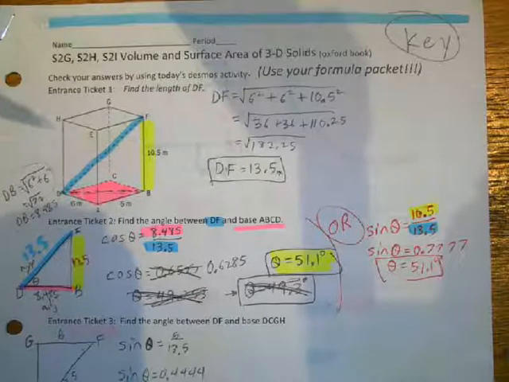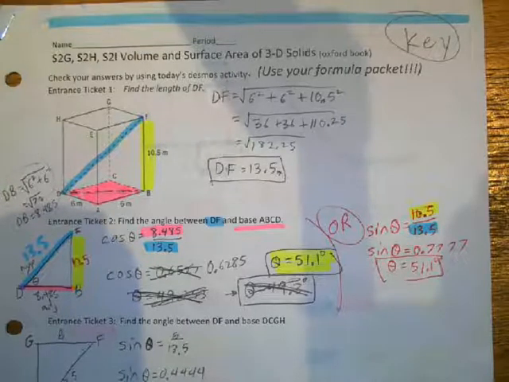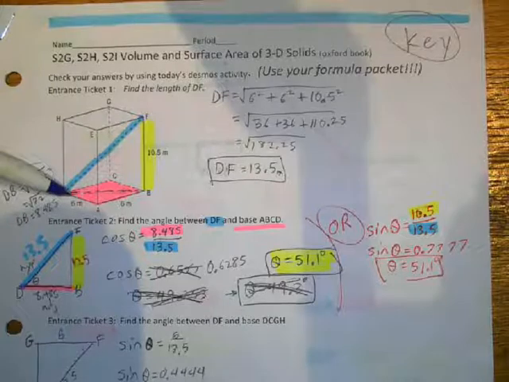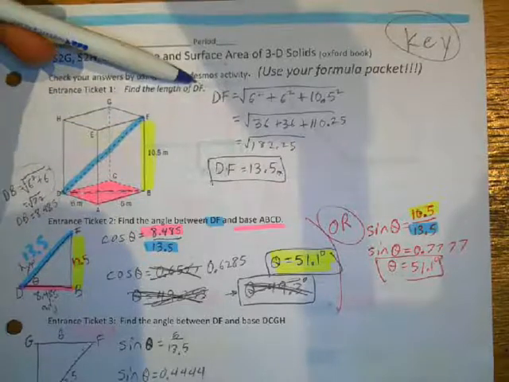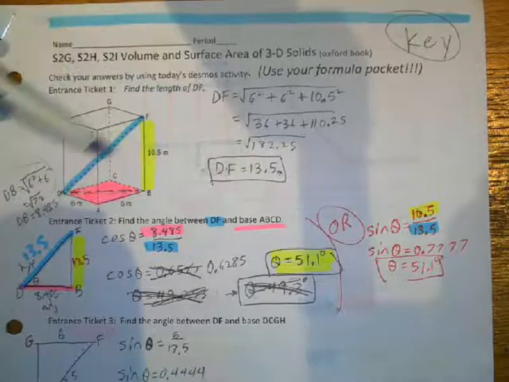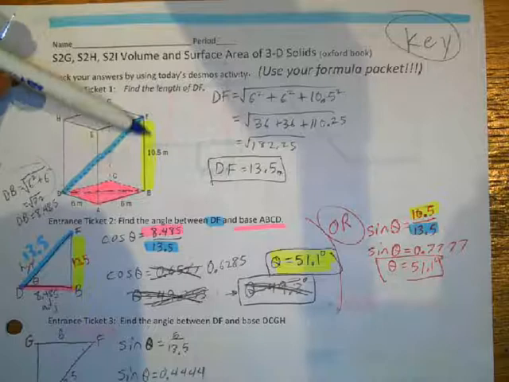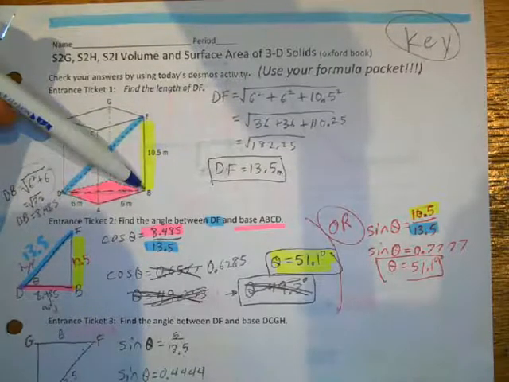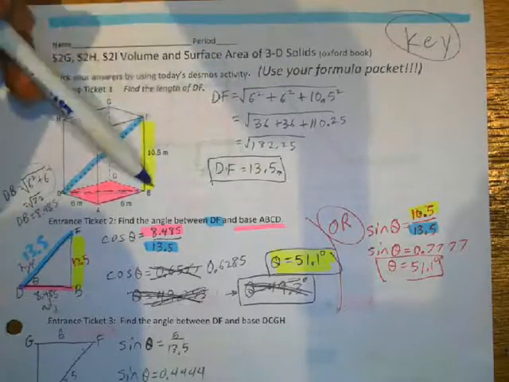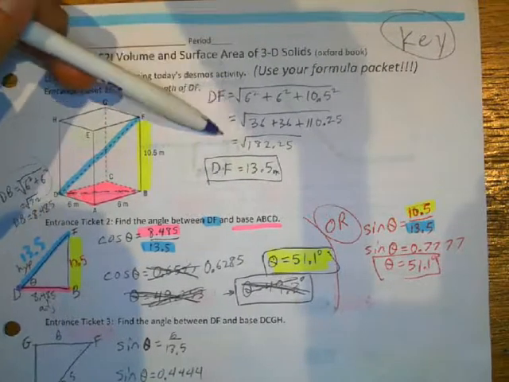Alright, today we're going to talk about volume and surface area of 3D solids. So this is kind of a review of what we did in the previous assignment, where we needed to find the length from this corner of the box to this corner of the box. So using the distance formula or the three-dimensional Pythagorean theorem, I got 6 squared plus 6 squared plus 10.5 squared. Add those together and take the square root, and we get the length from D to F.